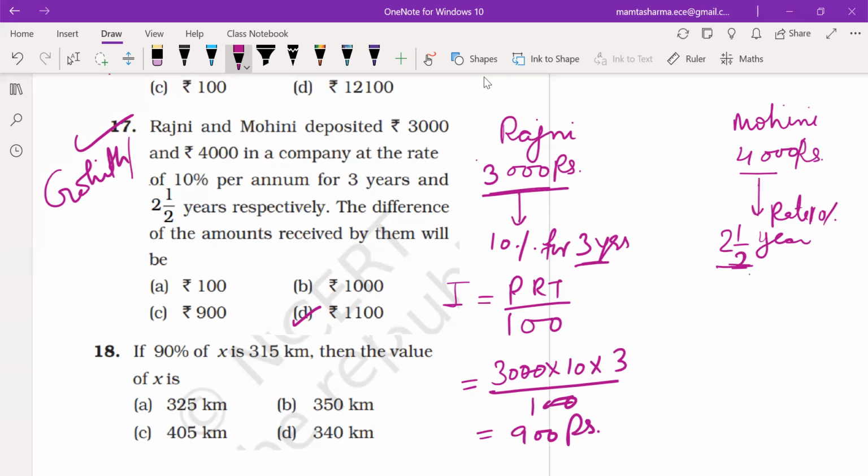And for Mohini, the interest amount would be 4,000 into R, 2.5. Ma'am, we can directly write 2.5. Yes, 2.5 can be written as 2.5. Divided by 100. 20 will get cancelled out. 400 multiplied by 2.5, which is 25 into 4, 1000 rupees.